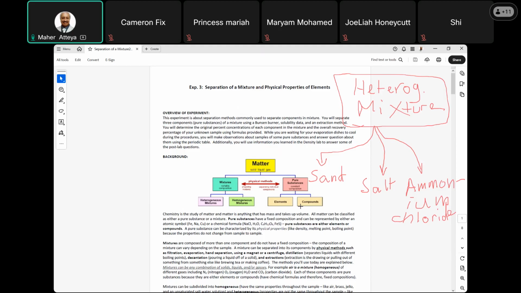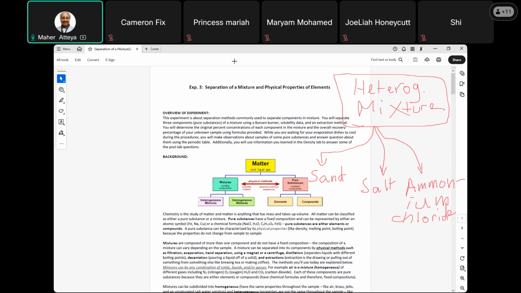Okay, so we have to separate sand by itself, salt by itself, ammonium chloride by itself, and determine the percentage of each of those components present. Because you are not doing the actual experiment, you can use the data I gave you. That's how to separate the whole thing. I'll explain how to separate those.